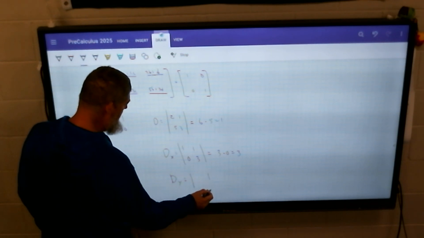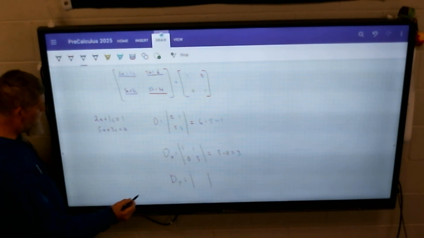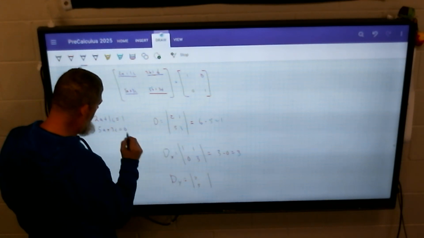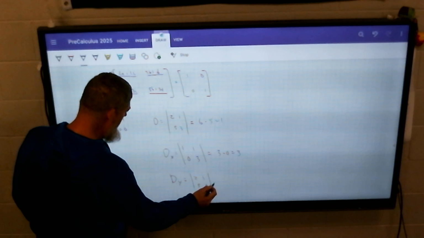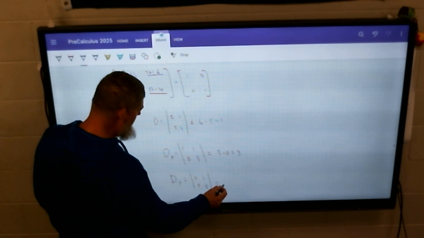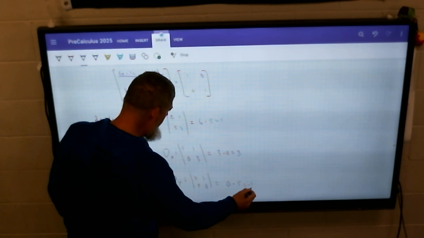Alright, so what is D sub y now? Negative 5. Okay, so we keep the 2 and the 5 the same, right? And we replace the 1 and 3 with 1, 0. And we get what? Negative 5. Yep. 2 times 0 is 0, 5 times 1 is 5, and I get negative 5.